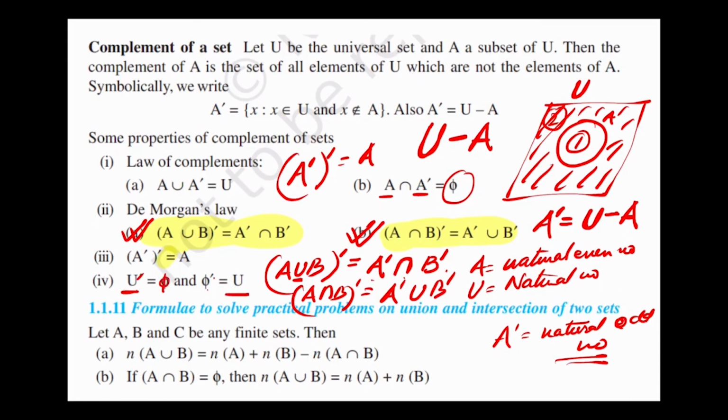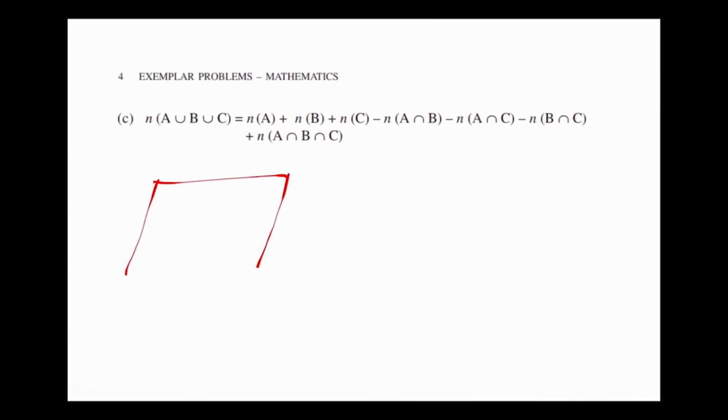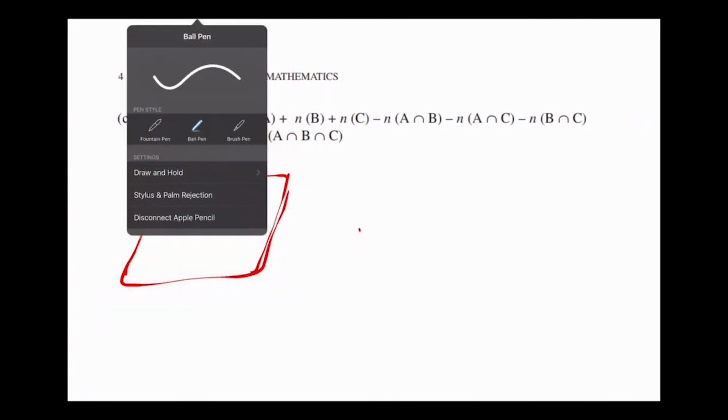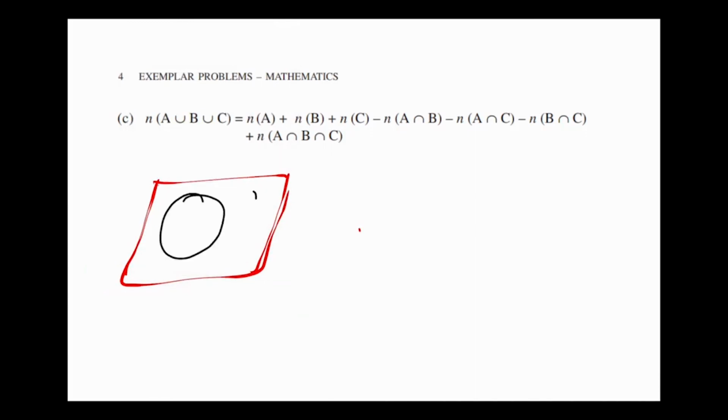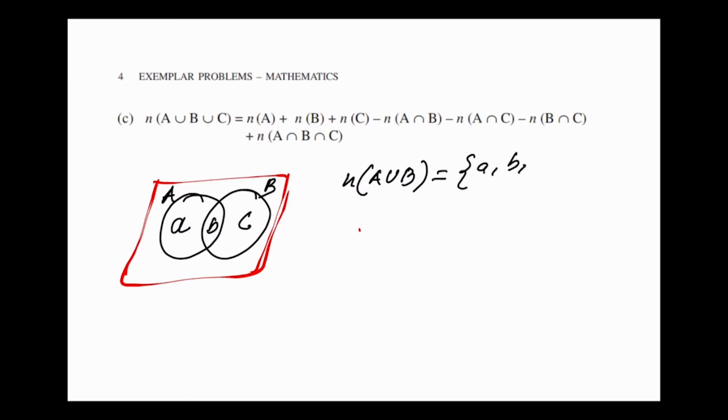Now the formula for the union of two sets. Very simple. We'll just derive it. Let's see, here in the Venn diagram, let's say this is my set A, this is my set B. Let's say one element A, element B, element C. So when I say n of A union B, it basically means every element which is lying in A or lying in B. So that is equal to A, B, C.